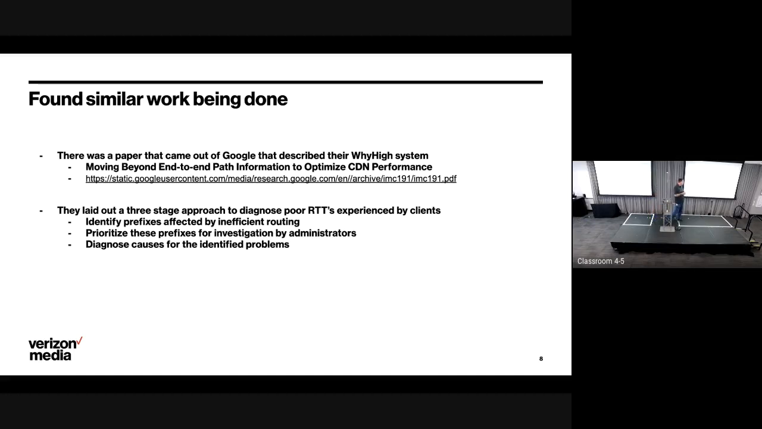Can they identify the prefixes that are affected by the inefficient routing? Can they prioritize this so that people can start looking into this and finding out, okay, why is this problem happening? And then can they actually diagnose the causes for the identified problems? Can they actually fix this? And so he took this and decided, okay, how can I utilize these same ideas in doing analytics for the data that we had.